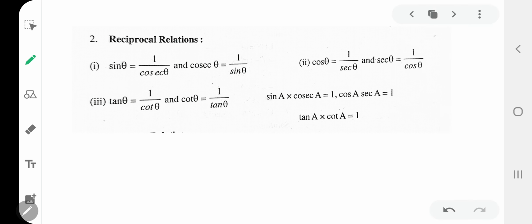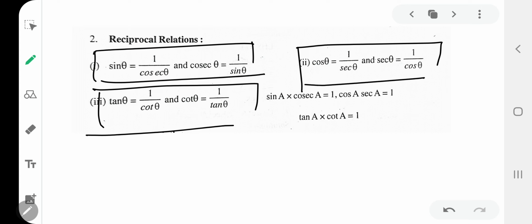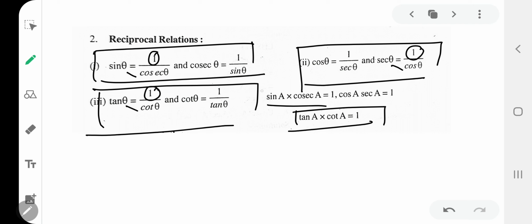Whatever I have said, I have written here. Sine theta is equal to 1 upon cosec theta, cosec theta is equal to 1 upon sine theta, tan theta is equal to 1 upon cot theta, cot theta is equal to 1 upon tan theta, cos theta is equal to 1 upon sec theta, and sec theta is equal to 1 upon cos theta. Is that clear? In a way, when you multiply sine into cosec, the answer will be 1. Multiply tan and cot, the answer will be 1. If you multiply sec and cos, the answer will be 1. So again three more identities I have got, and I have written them here.